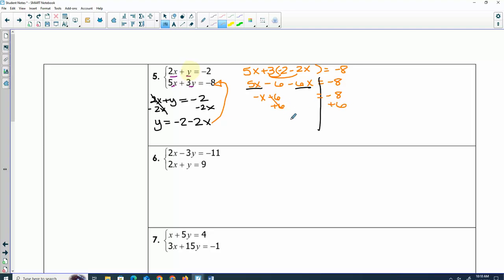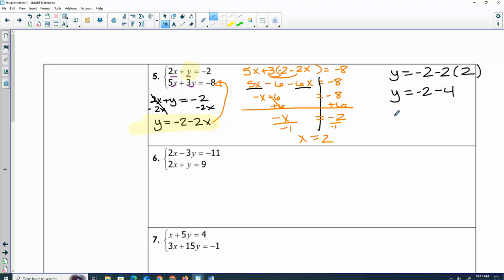We add over our 6. -x equals -2. Divide by -1. And x is 2. We can plug that in anywhere, but I think the easiest would be this equation where we already solved for y. We said y is -2 minus 2x, but x is 2. So that's -2 minus 4, or -6. So my answer is 2, -6.